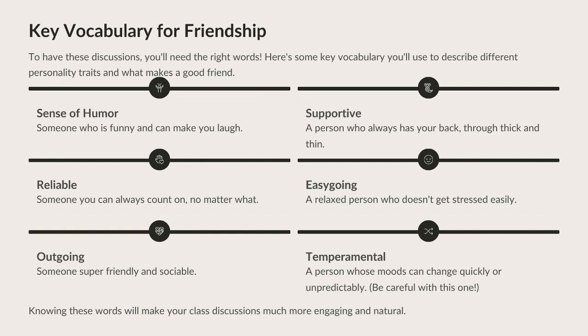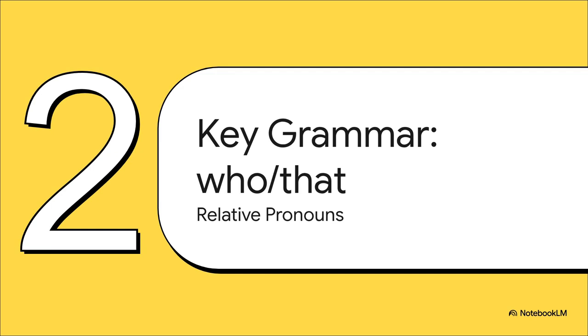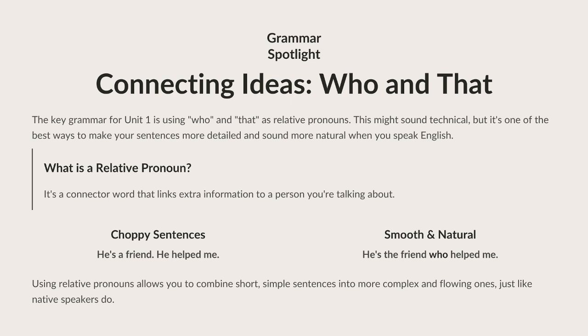All right, let's switch gears and talk about the key grammar for Unit 1 using who and that. Now, this might sound a little technical, but trust me, this is one of the best ways to make your sentences more detailed and to sound way more natural when you speak English. So what in the world is a relative pronoun? It's basically a connector word. It links extra information to a person you're talking about. So instead of two choppy sentences like, he's a friend, he helped me, you just combine them into one smooth sentence. He's the friend who helped me. See how much better that sounds?